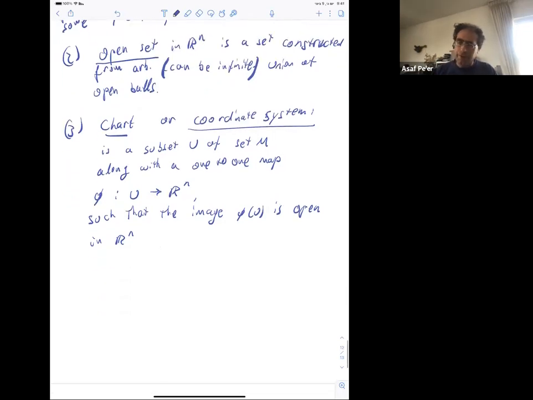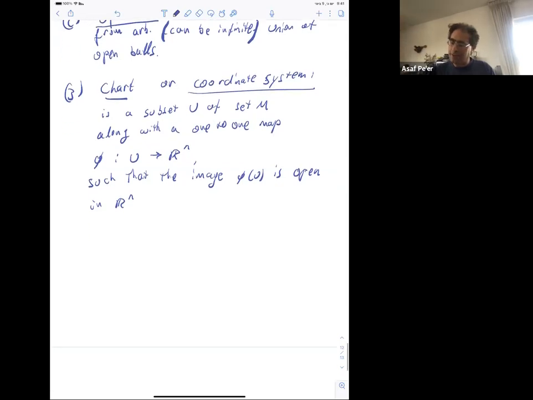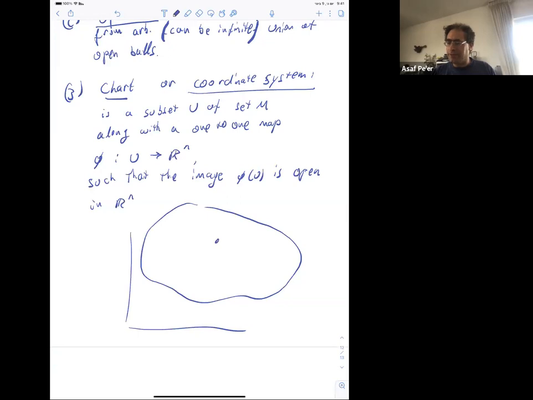So again, remember what I told you. You have a space. I want to put coordinates. I can think of coordinates as really setting a map from a point in that space to a set in R^n. That's exactly what's written here. So I have a space here. This is my space. I have a point, P.